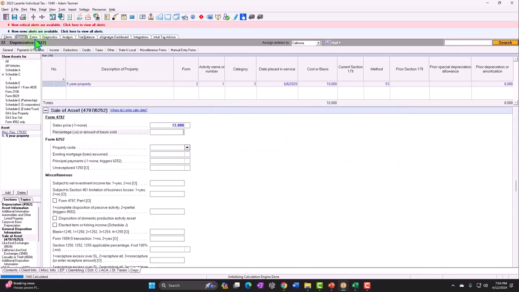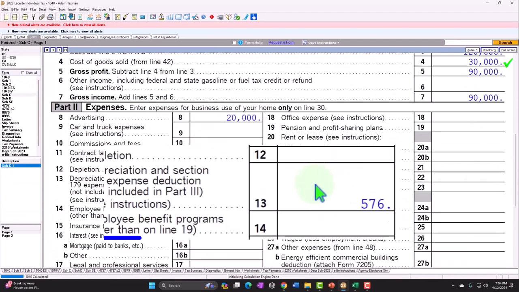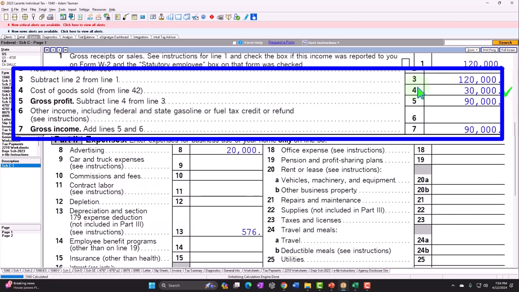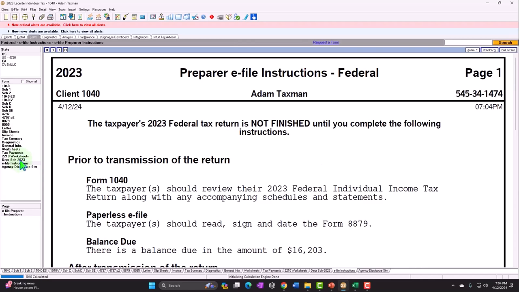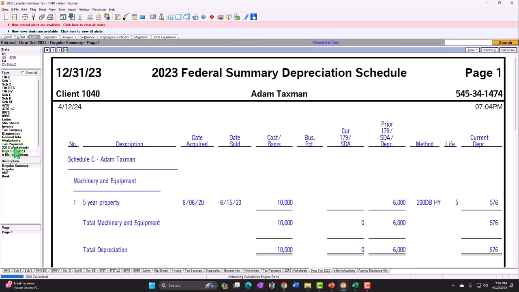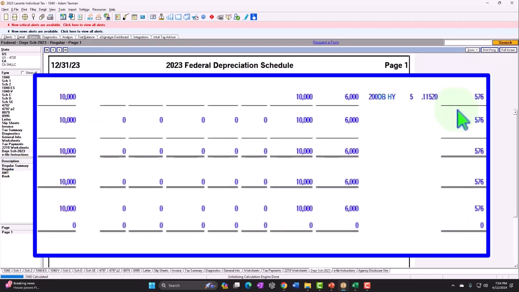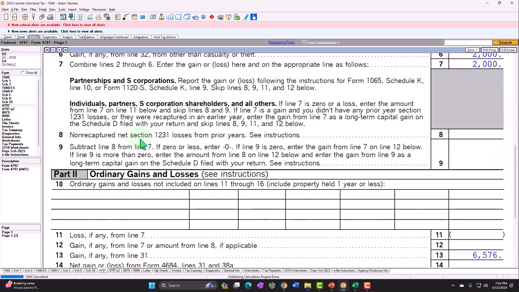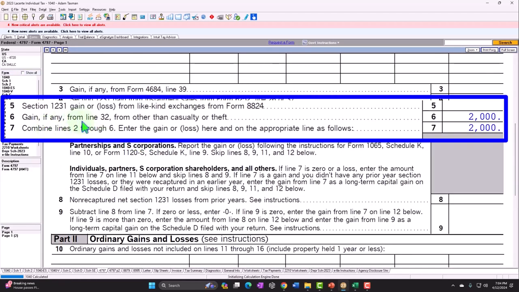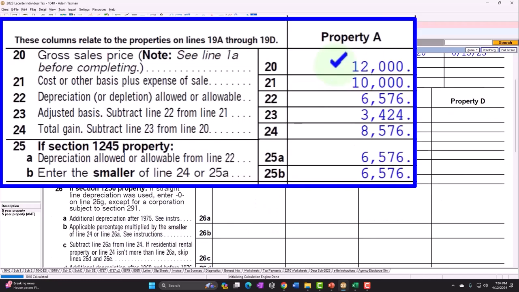So now I'm going to go back on over and say, okay, on the Schedule C, I still have the depreciation. I don't see the income over here on the depreciation schedule. We, of course, still have that it is sold at the same time. We still have our calculation. And then on the form 4797, we see the 2000 gain, if any, from line 32 now being populated. Let's go to the 4797 part two. So now we have the 12,000.